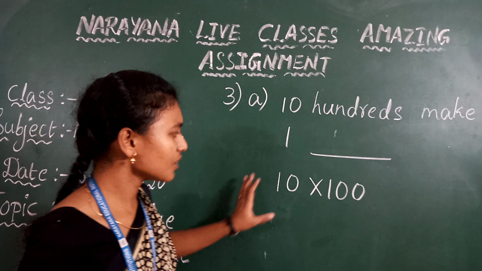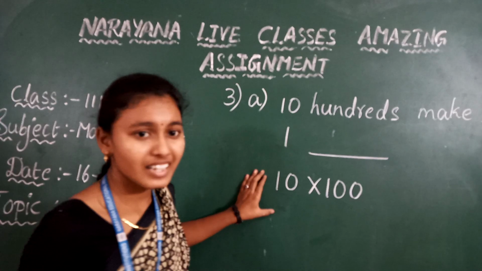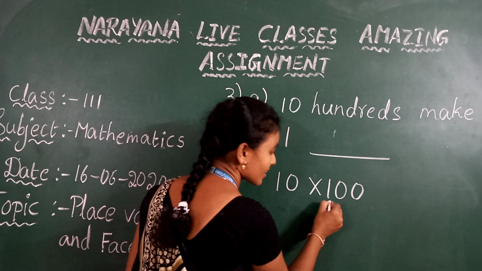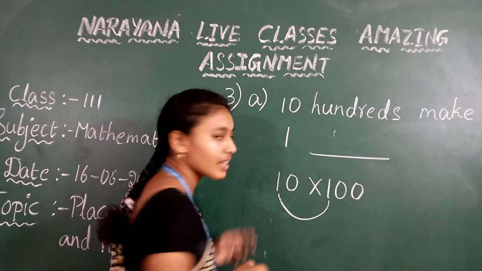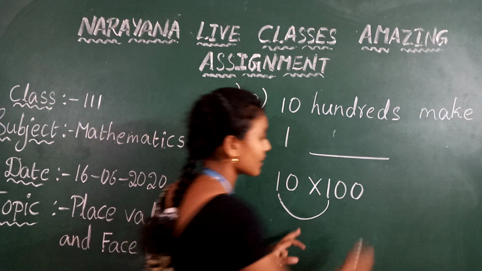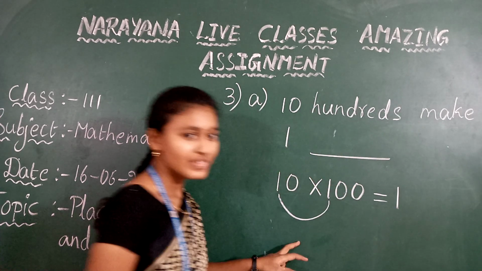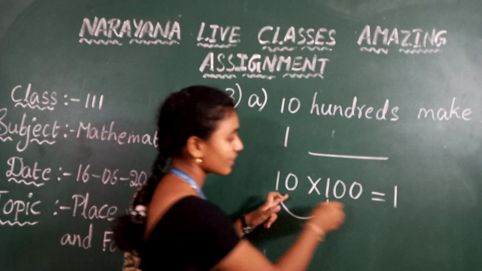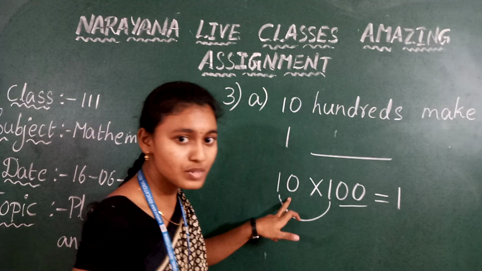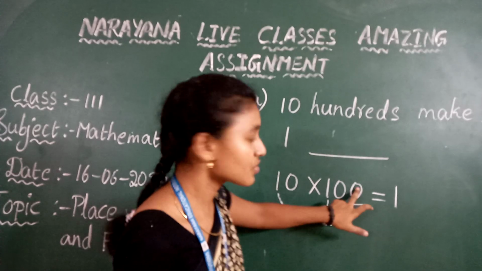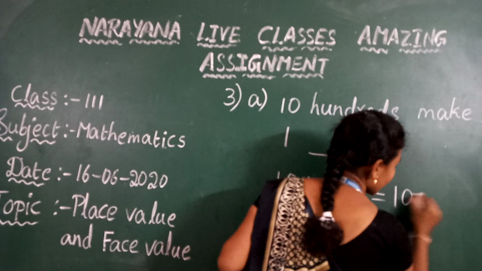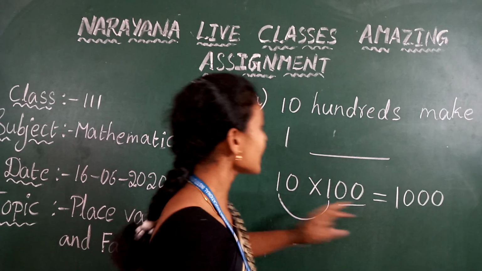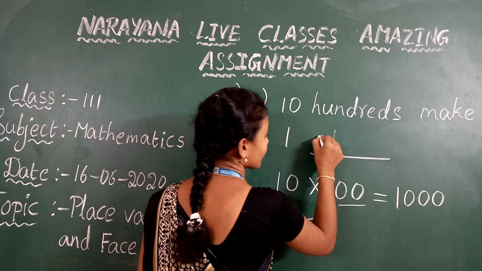Now 10 into 100 is difficulty, right? Don't worry about it. First, multiply 1 and 1. 1 into 1. You know very well, right? 1 into 1 is equal to 1. Now here, how many zeros are remaining? In 10, 1 zero. And after that, in 100, 2 zeros. Total 1, 2, 3. Total 3 zeros are remaining. So write 3 zeros. Now it would be 1000, right? So the answer is 1000.